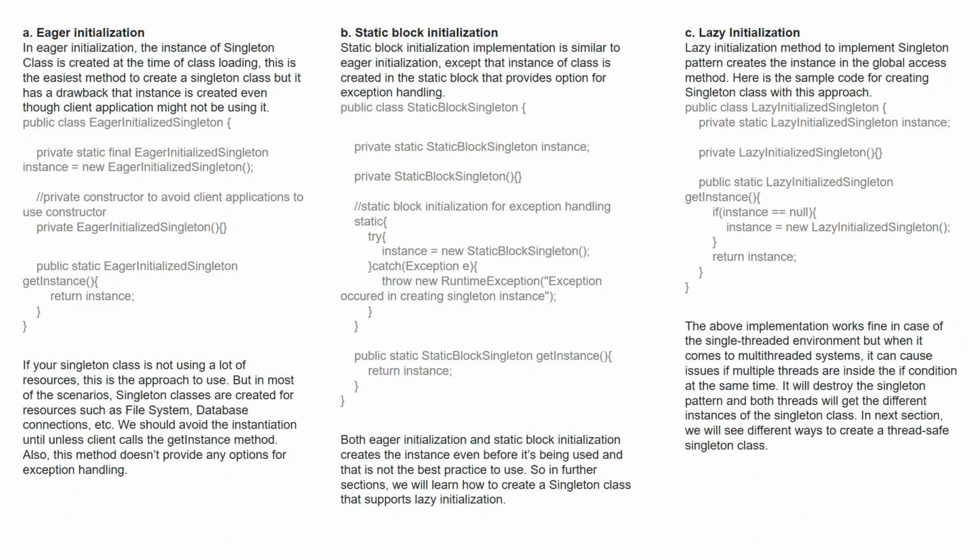The above implementation works fine in case of a single-threaded environment, but when it comes to multi-threaded systems, it can cause issues if multiple threads are inside the if condition at the same time. It will destroy the singleton pattern and both threads will get different instances of the singleton class. In the next section, we will see different ways to create a ThreadSafe singleton class.